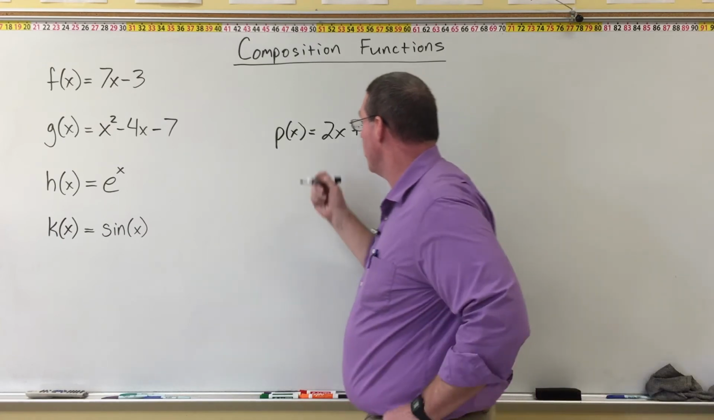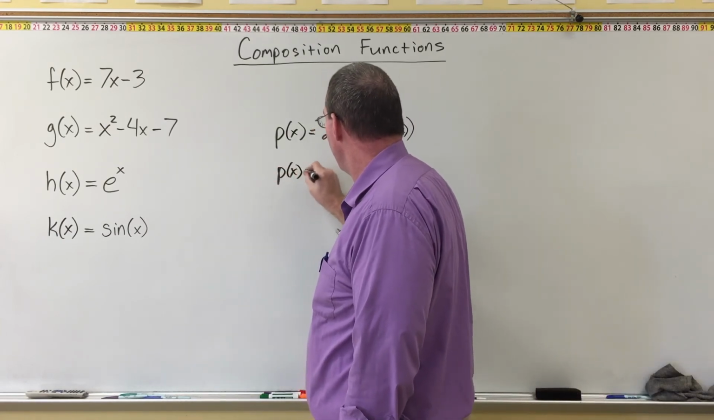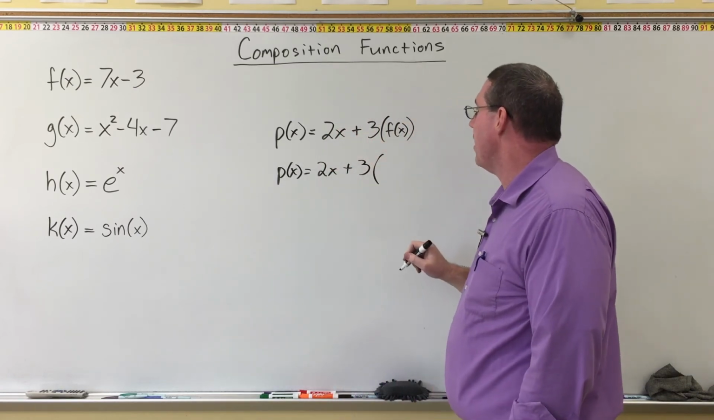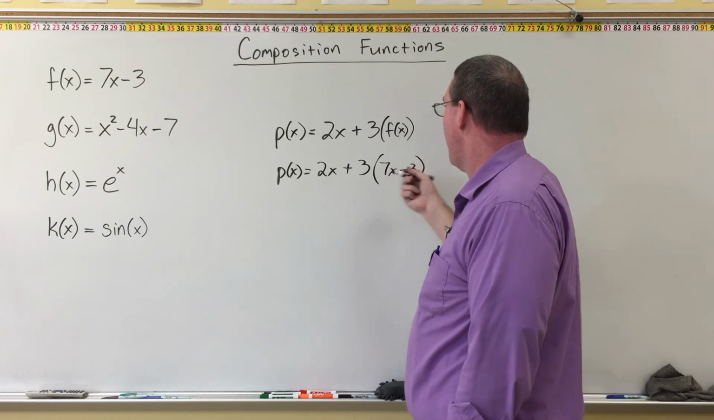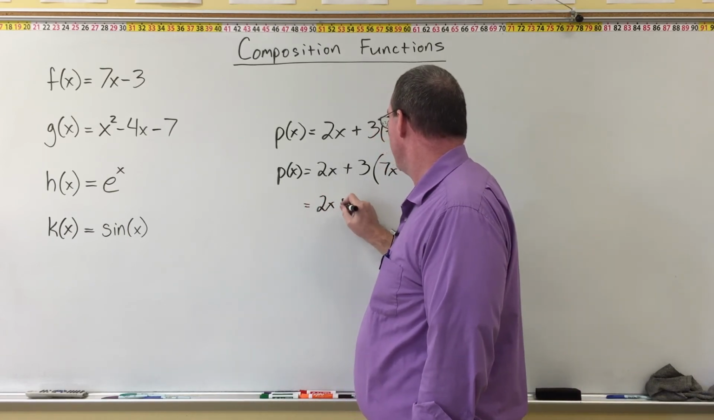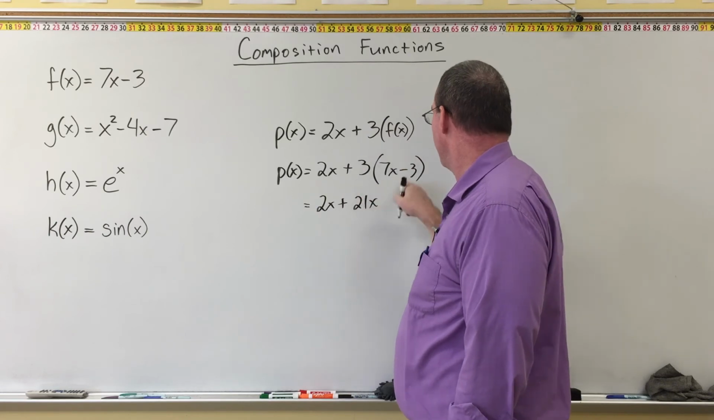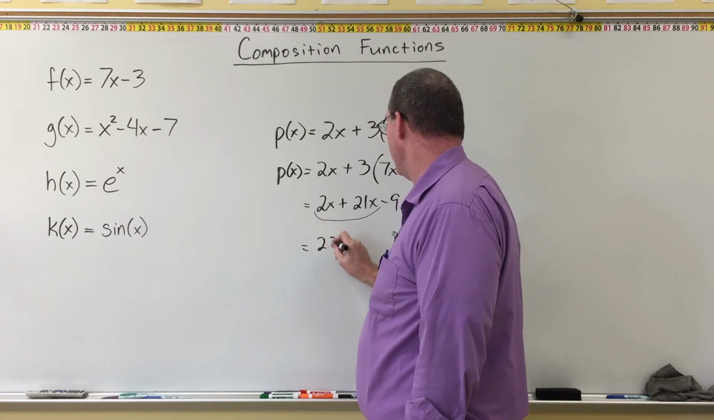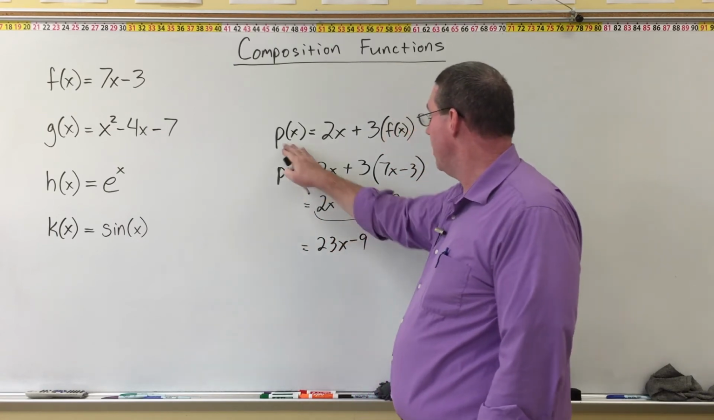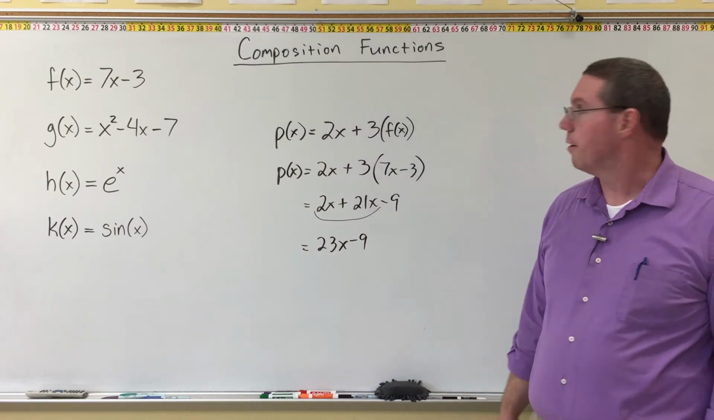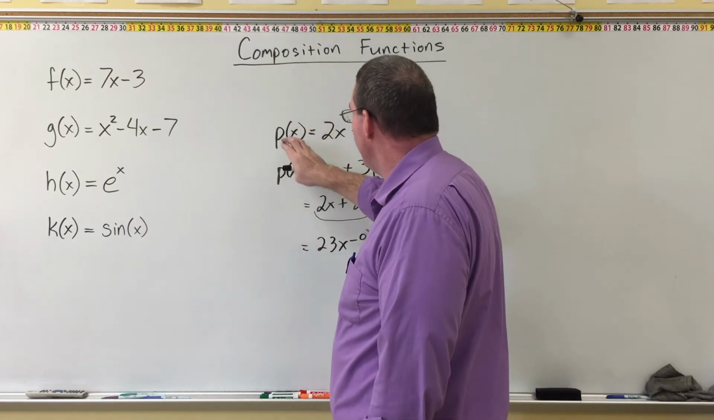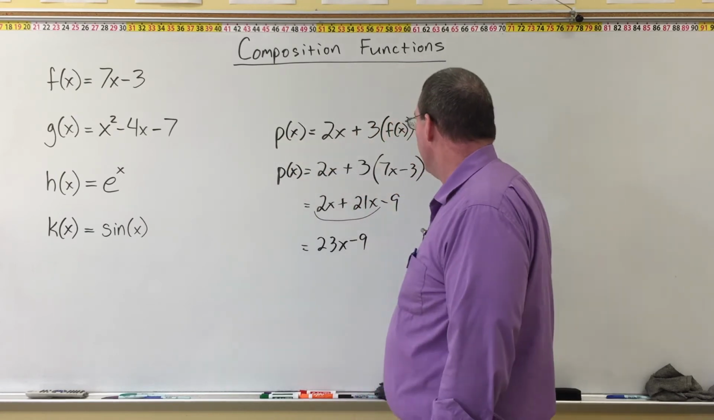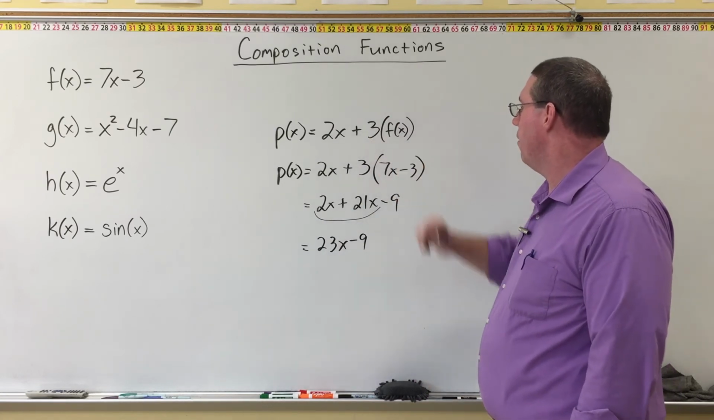And so what we would do here is p of x is equal to 2x plus 3 times whatever f of x is, which is 7x minus 3. Now we can just distribute: 3 times 7x is 21x, and 3 times negative 3 is negative 9. Now we can combine like terms here, and we get 23x minus 9. So p of x is equal to 23x minus 9. Okay? We made p of x out of some components plus a scaling up of f of x.